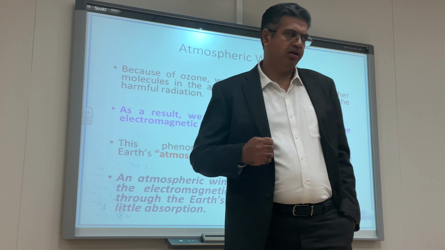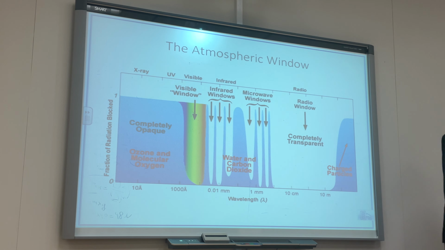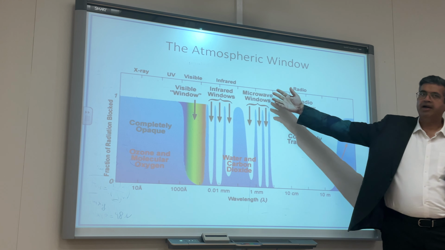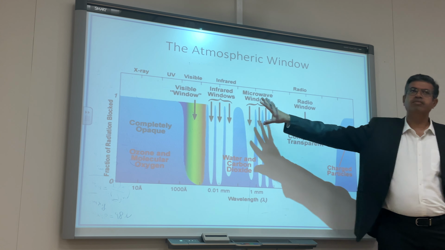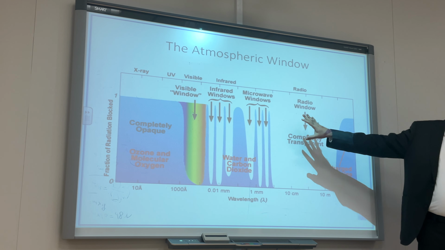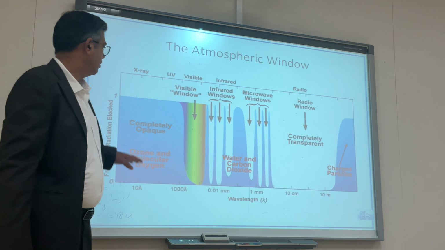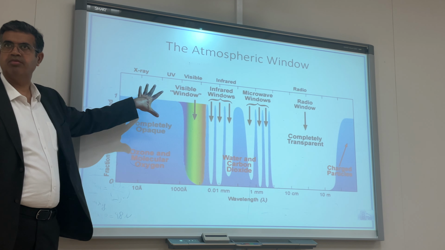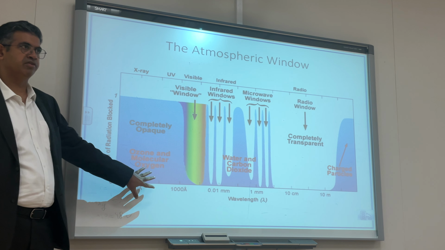Portions of the ultraviolet rays, all portions of visible light, portions of the infrared radiations, parts of the microwaves, and almost the entire radio waves. These are the main components of the atmospheric window. If you look at X-rays or gamma rays and most parts of the ultraviolet radiation, they are blocked by the Earth's atmosphere. They are absorbed in the Earth's atmosphere. They cannot reach the surface of the Earth.